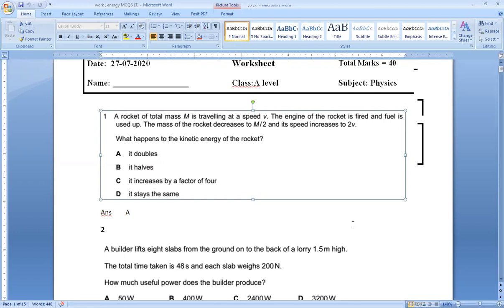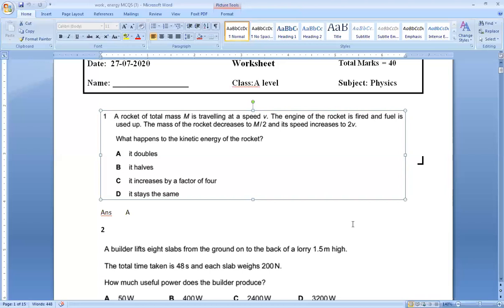In this case, what you have to do is first calculate the kinetic energy with the initial data. If we calculate kinetic energy with initial data, it will be half mv square. Now calculate the kinetic energy with the second available information. Instead of m, put m over 2. Instead of v, put 2v. So its answer will be double half mv square. So it means the kinetic energy has been doubled.